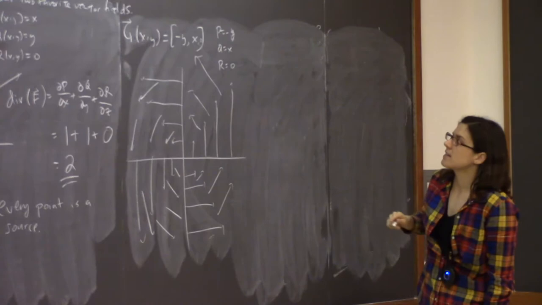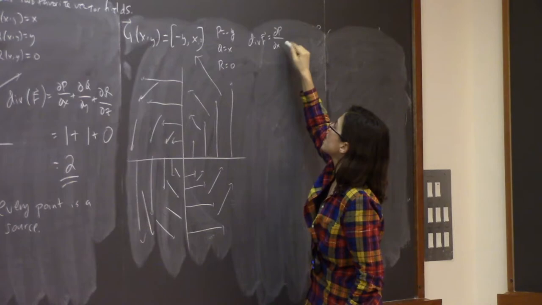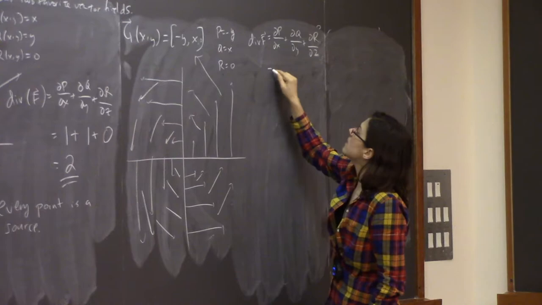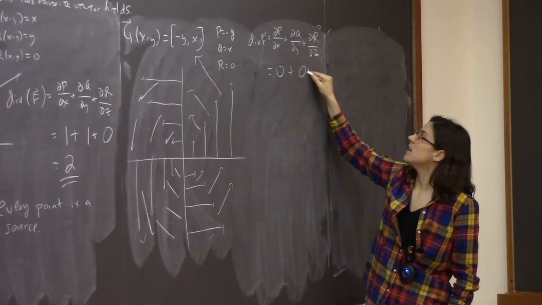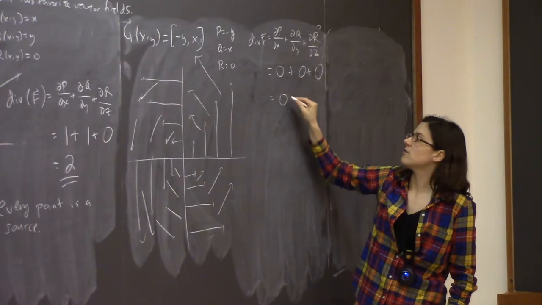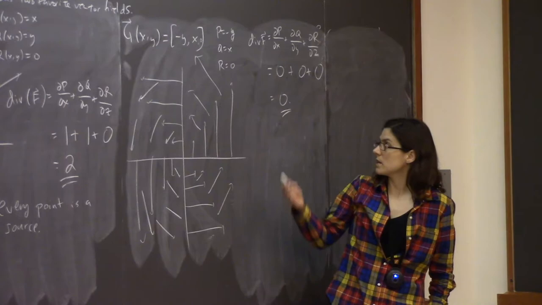And so the divergence of f is partial of p with respect to x, plus partial of q with respect to y, plus partial of r with respect to z. Okay, let's do it. Partial of p with respect to x is 0, because negative y with respect to x is 0. Partial of q with respect to y is again 0. And partial of r with respect to anything is 0. In particular, with respect to z is 0. So it's 0. So there's nothing being created or destroyed anywhere.